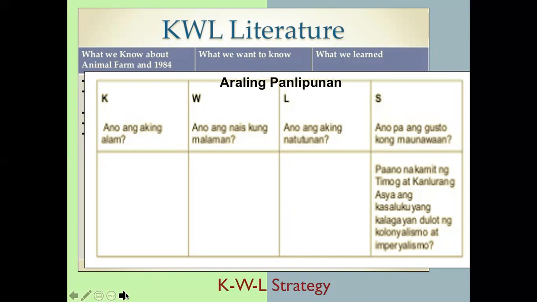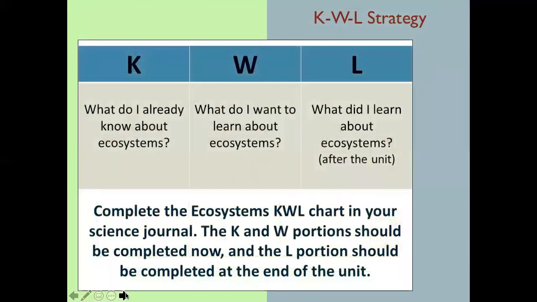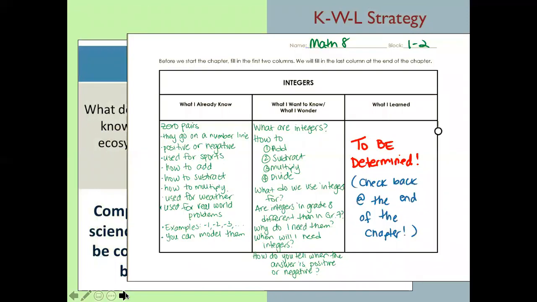In this variation, there is a fourth column, S, which stands for what I still want to know. The science example is on ecosystems, and the one in math is on integers.